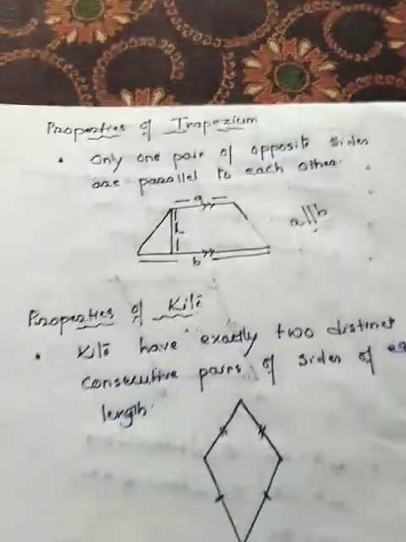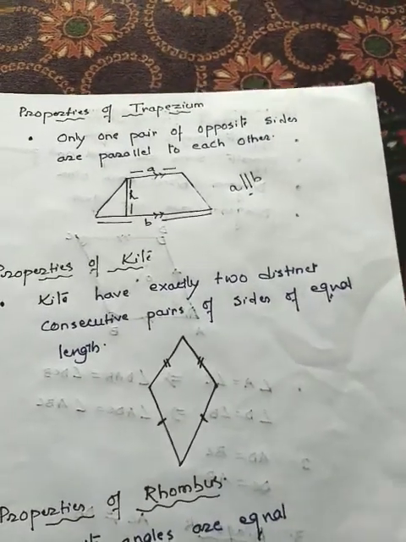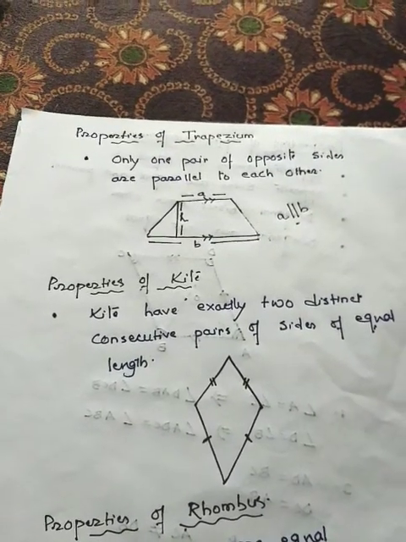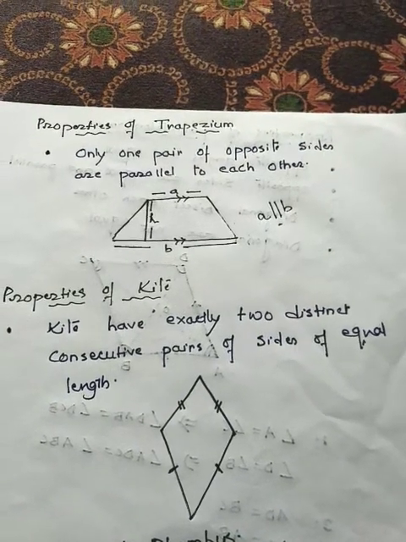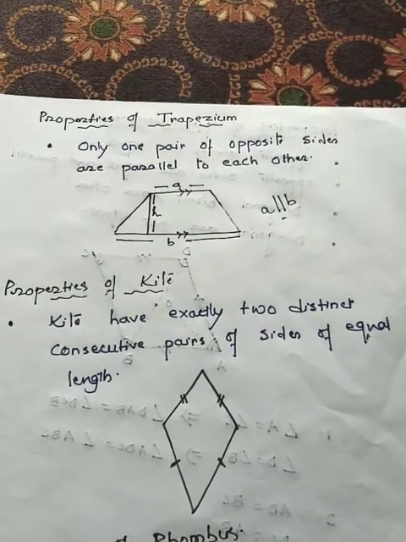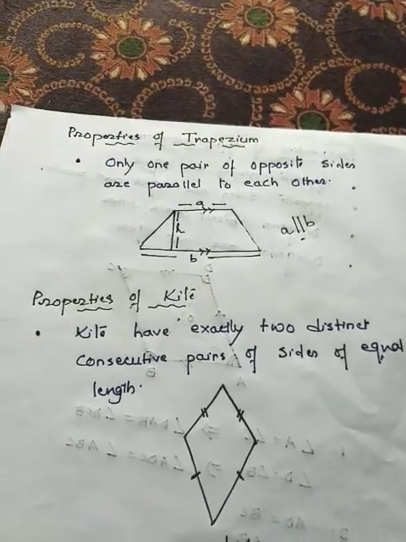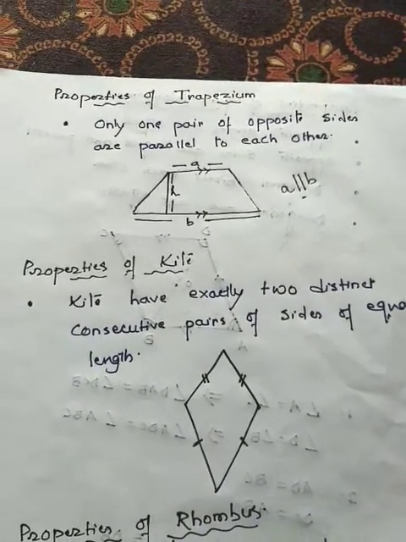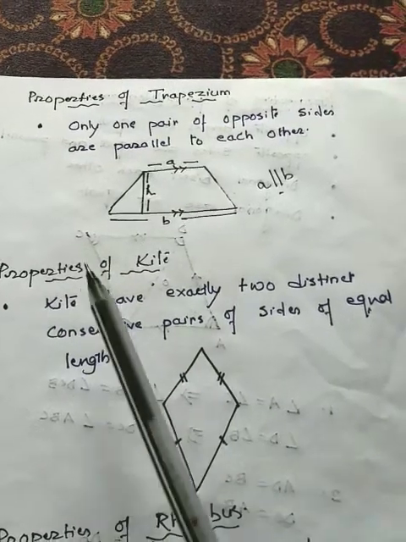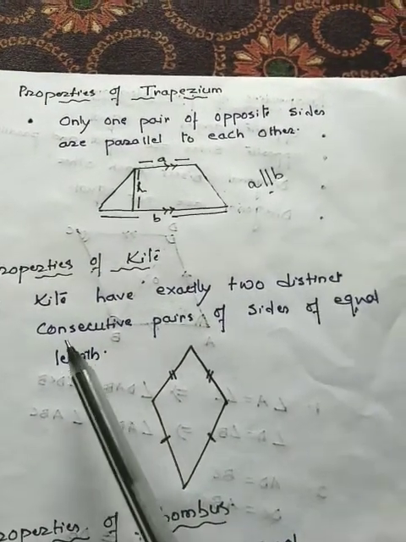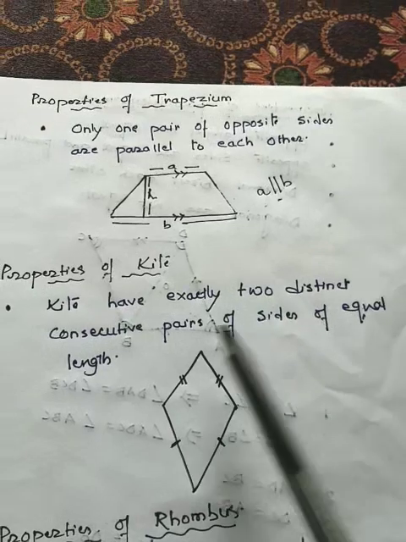Fine. Now kite. What I'm observing nowadays is that lots of people are enjoying kites, especially during the evening session. I see lots of kites in the skies. So now it's time to learn something about kites also. So what are the properties of a kite? A kite has exactly two distinct consecutive pairs of sides of equal length.